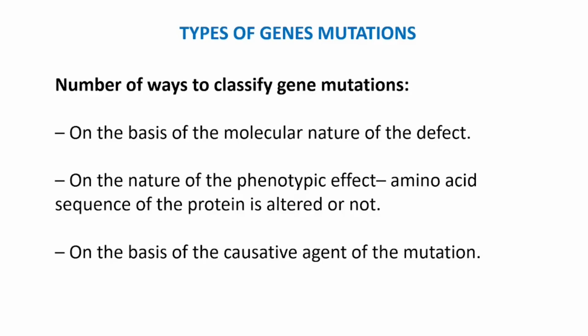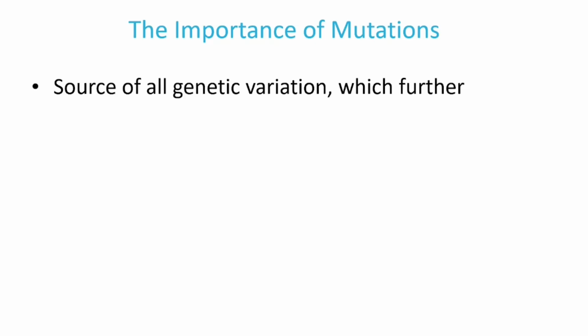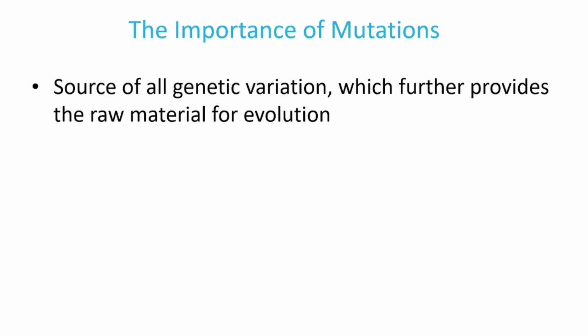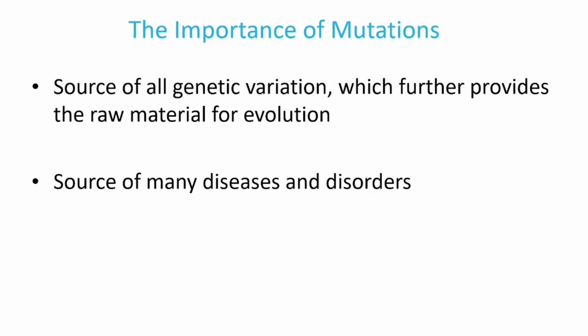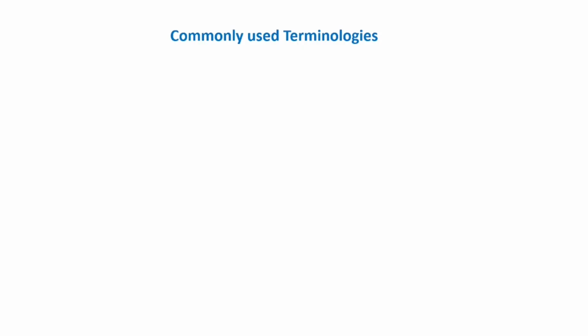Mutations are considered very important because they are the source of all genetic variation, which further provides the raw material for evolution. They are considered to be the source of many diseases and disorders, and they are also useful for probing fundamental biological processes. So before we delve into more details, let us discuss some very common but important terminologies which we will be using in our discussion throughout.